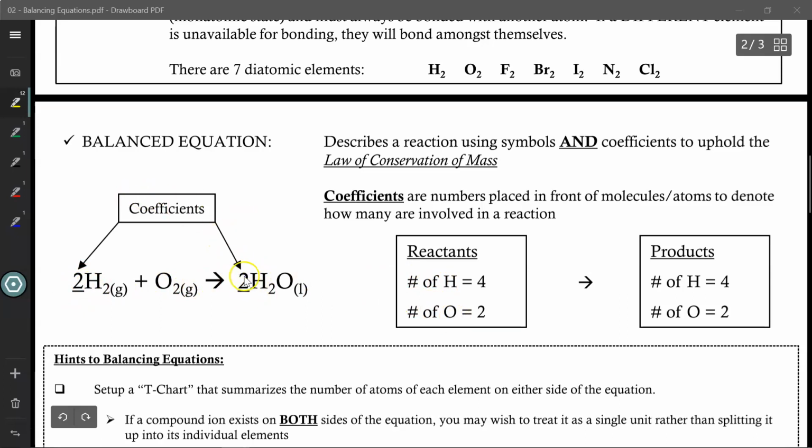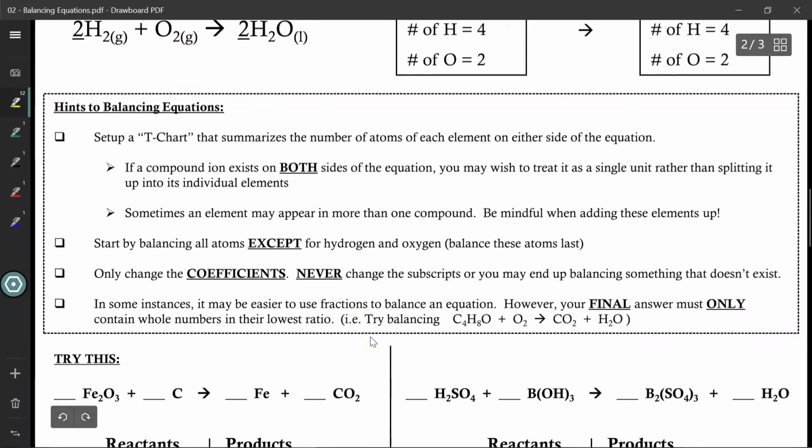And then by putting a 2 here, we now have 4 hydrogens and 2 oxygens. So the number of atoms going into the reaction is equal to the number of atoms coming out of the reaction. Mass going in equals mass going out. Mass is conserved.